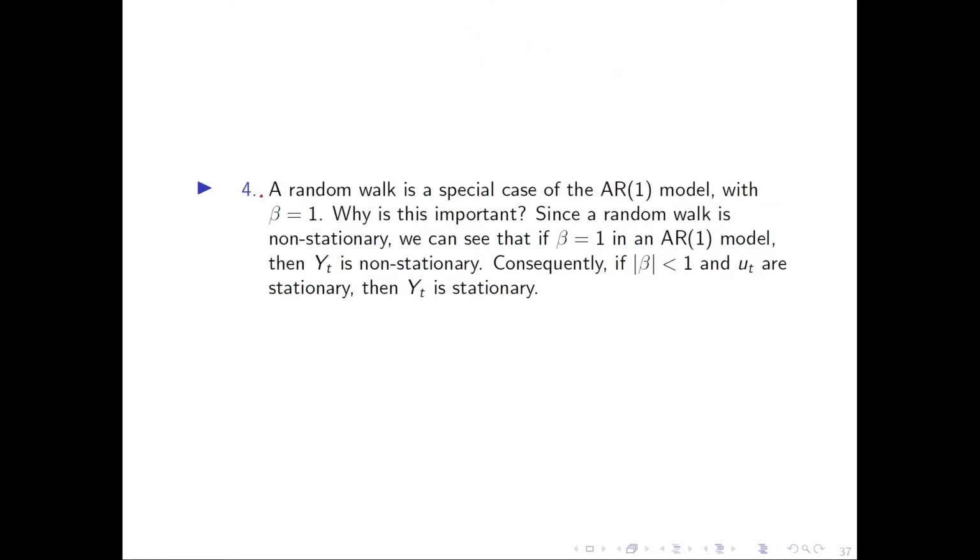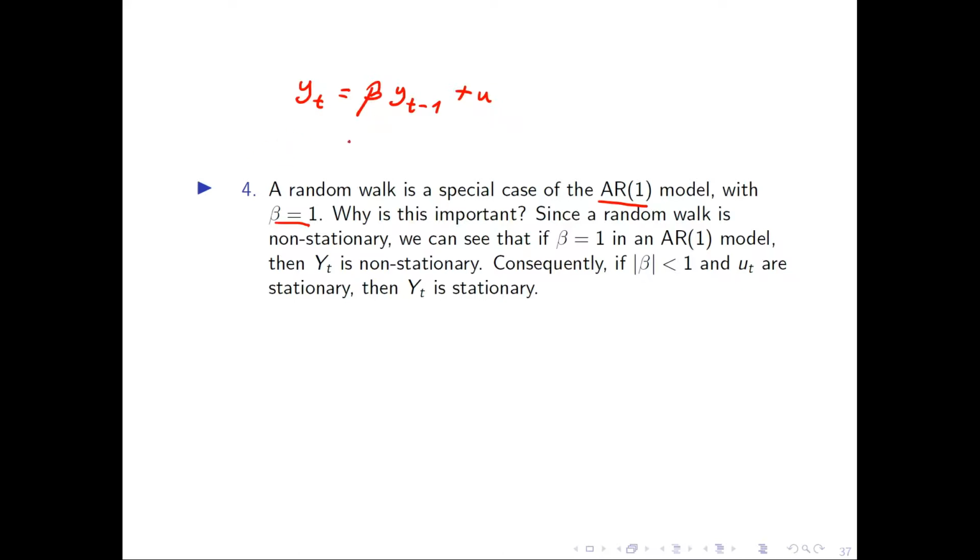The random walk model is a special case of the AR1 model with beta equals 1. Okay, so if we just have yt equal to beta times the 1 period lag plus u, then we can immediately see that if beta equals 1, then we have the random walk model. And what we know about the random walk model is that it's non-stationary.